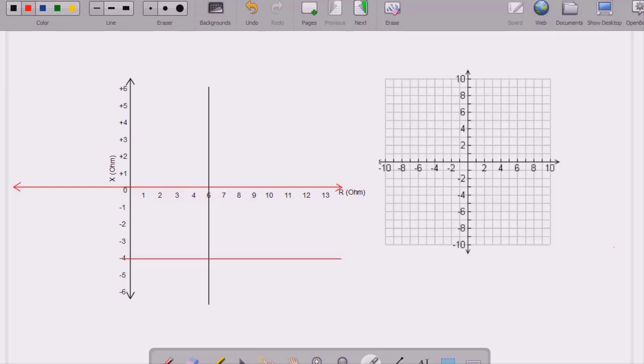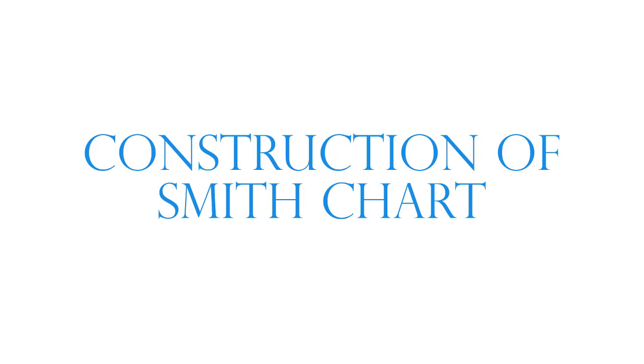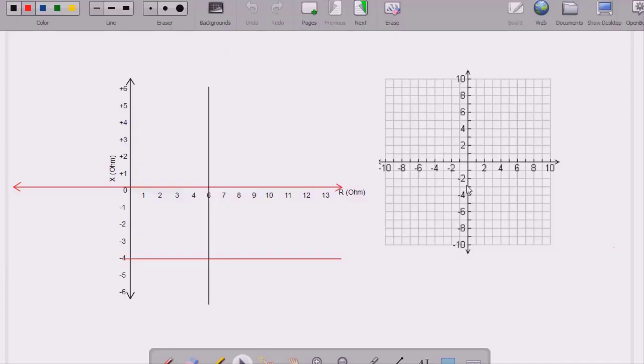Now all this background will be used as it is in the understanding of the Smith chart. So let's move to understand the Smith chart. Now this entire discussion will be used to understand how to plot impedance on the Smith chart and how to make use of the Smith chart to design high frequency circuits.